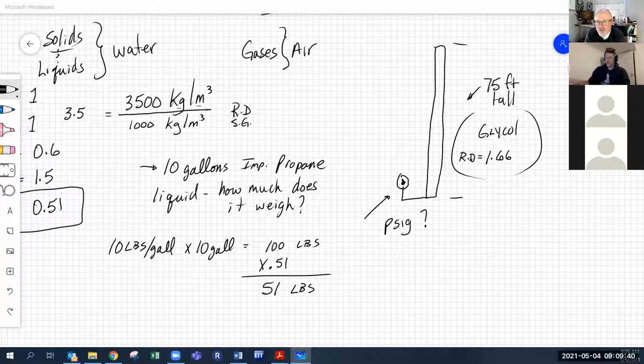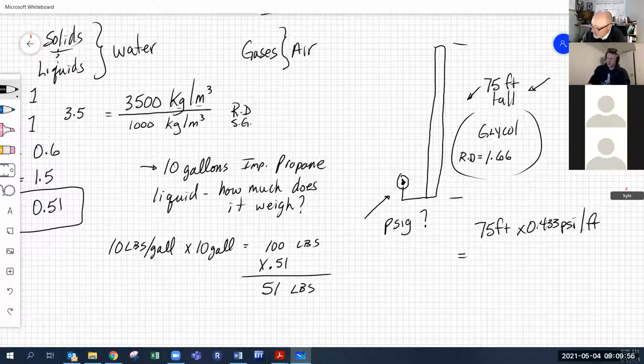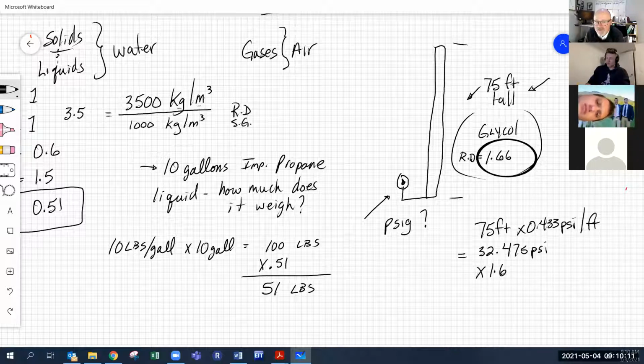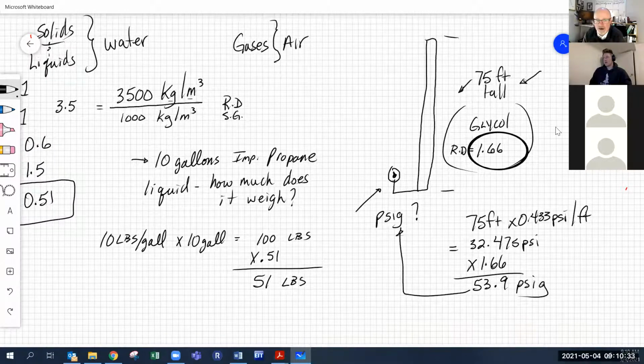Okay, so how we do that is first we have to get the pressure for water. So what we do is 75 feet multiplied by 0.433 PSI per foot. And that is going to come out to 32.475 PSI. And now I simply multiply that by the relative density. It's 1.66 times heavier than water. And that comes out to 53.9 PSI on that gauge. And that's how we figure that out.